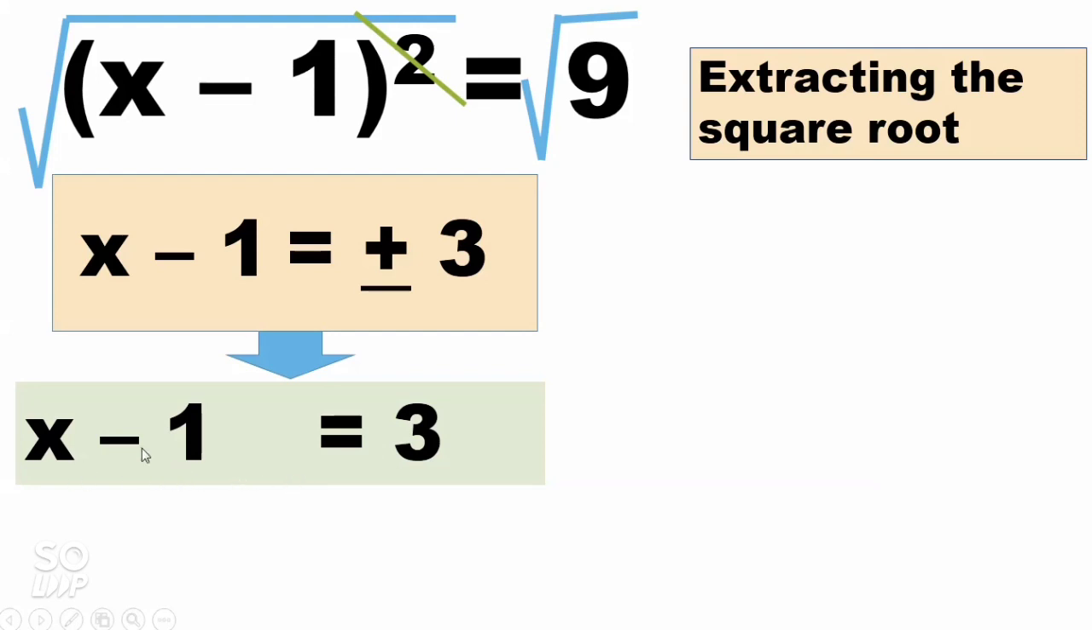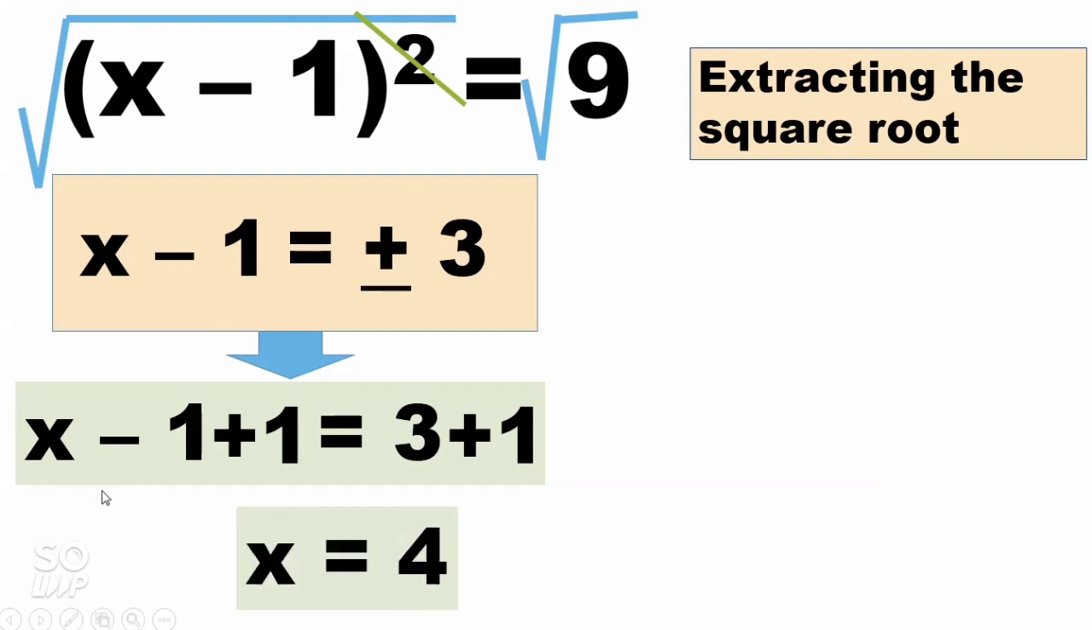Okay, to solve for x, kailangan ma-eliminate yung negative 1. To eliminate negative 1, mag-a-add tayo ng positive 1 both left and right side of the equation. So, magiging negative 1 plus 1 is 0. So, we have now x equals 3 plus 1 equals 4. So, the first value of x is 4, positive 4.